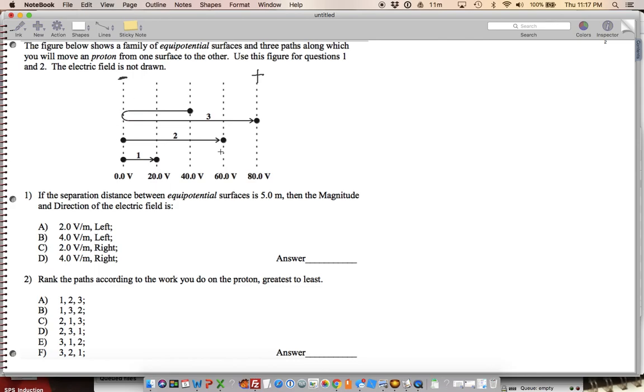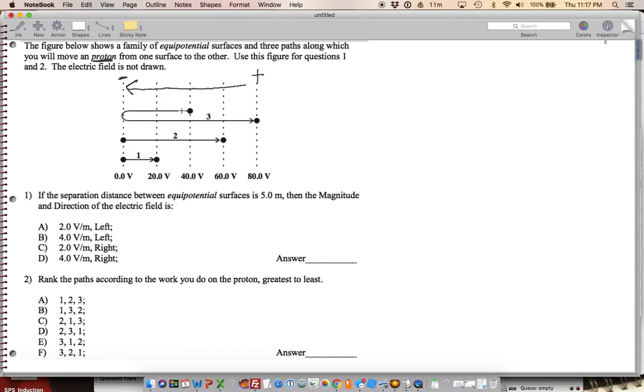This voltage is less than this voltage, and so I know my electric field is going to point from positive to negative. So I know my electric field inside these spaces is going to be constant and it's going to point to the left. The other thing is that each of these particles is going to be a proton. So that's important. On your homework last time, it was an electron.